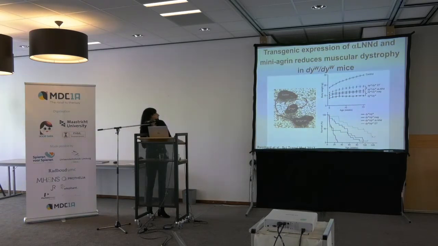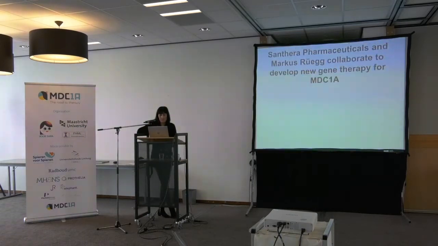Here you're looking at the DYW, a sick mouse. Here you're looking at the control normal mouse. And here you are looking at the double transgenic mice. They have very good improved body weight, as you can see here. And here they also live much longer. They have an extended lifespan, up to more than 2 years of age. So that is very impressive data.